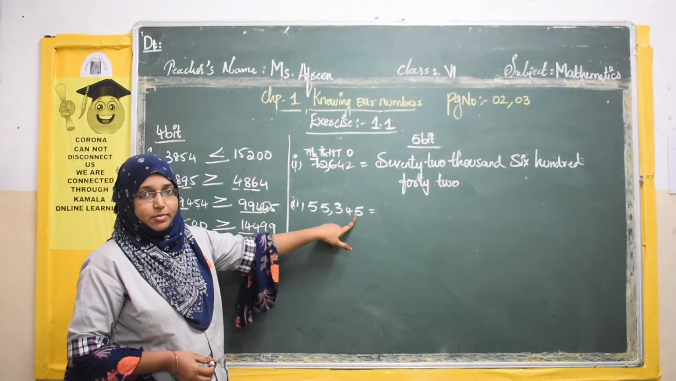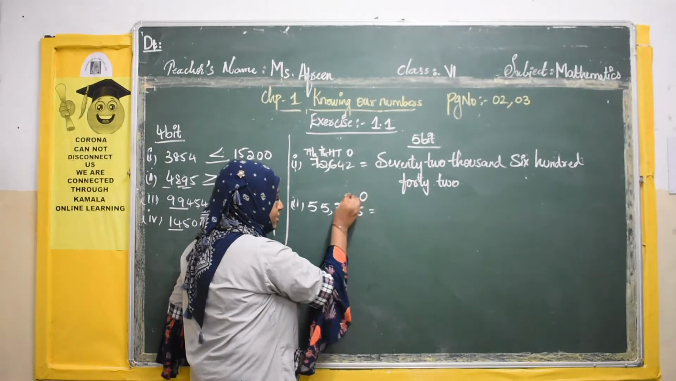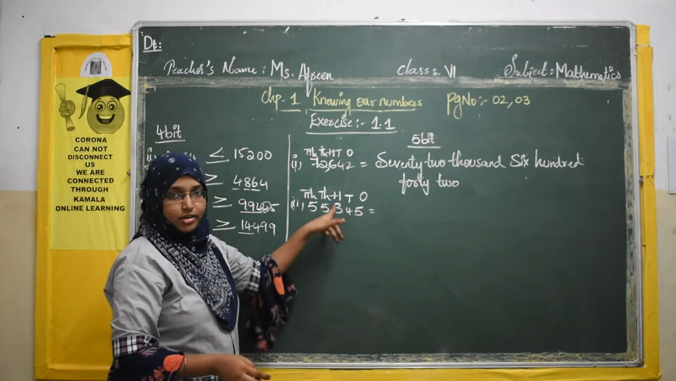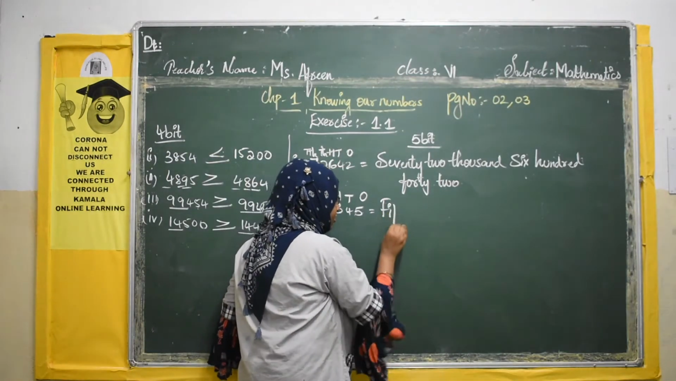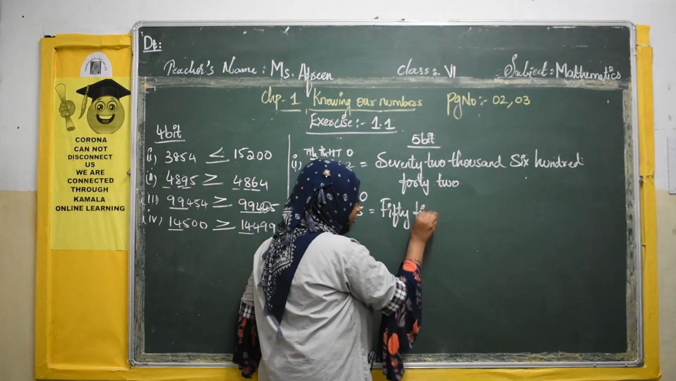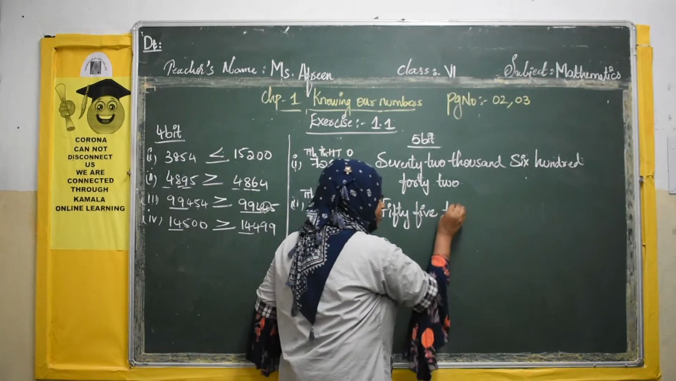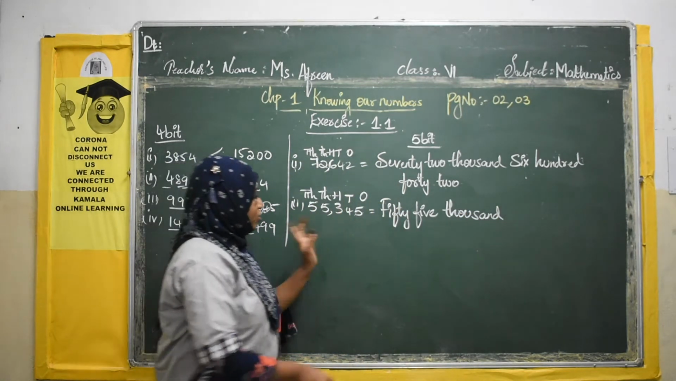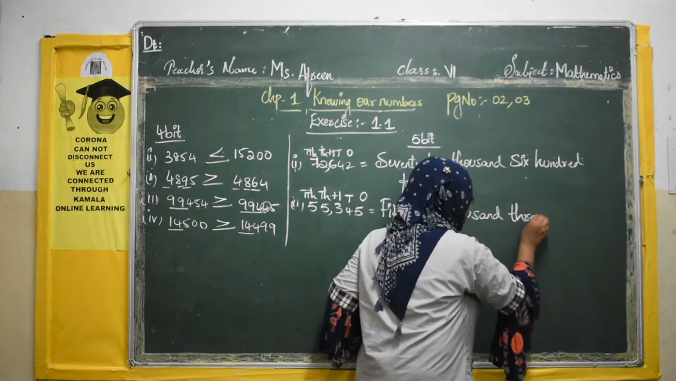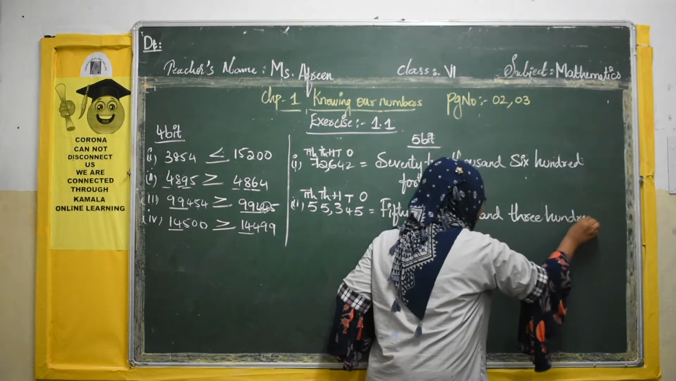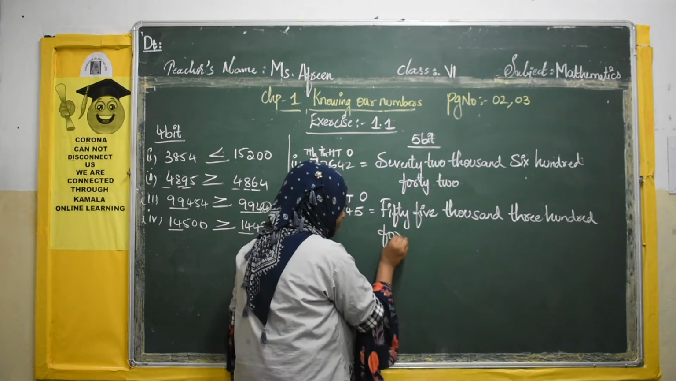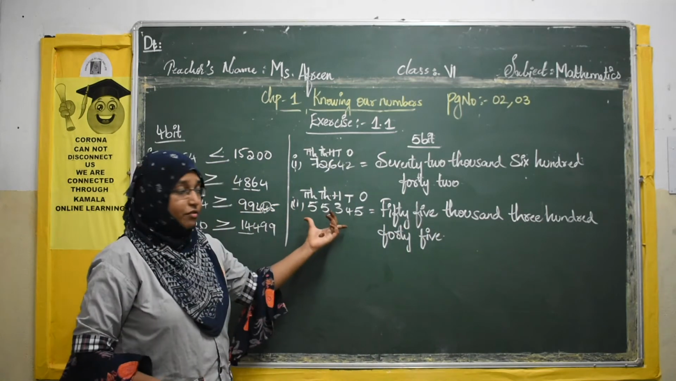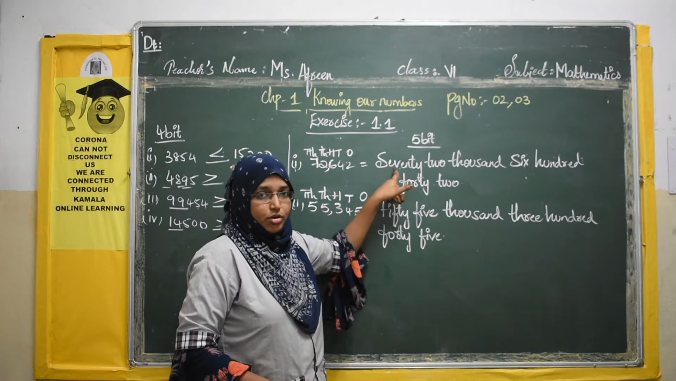So what is the first step? To write the place values. Starting from the right side: ones, tens, hundreds, thousands and ten thousands. So we will start writing in words. 55 is in thousands period, so 55,000. Next 3 is in hundreds place, so 345. So this is how we have written the numbers in number names or in words.